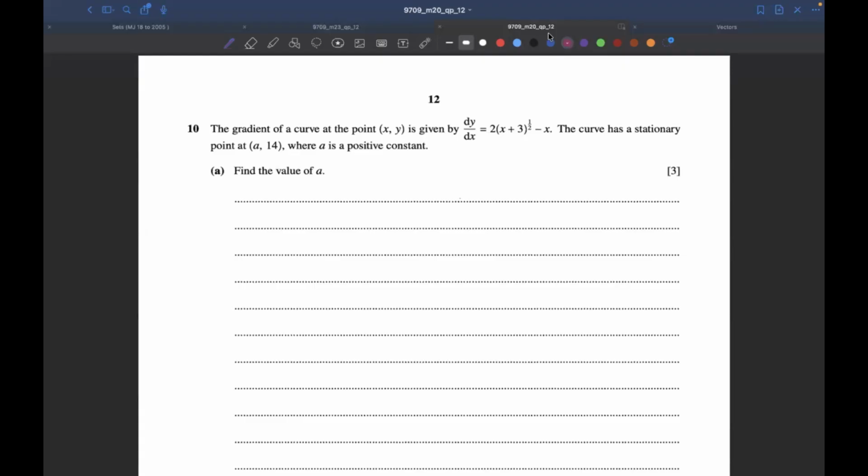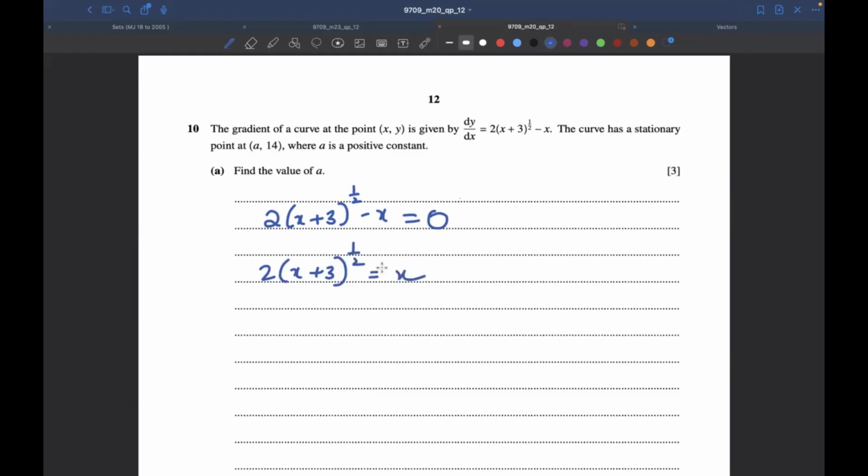In question number 10, the gradient of the curve at the point is given by dy dx equals to 2 into (x plus 3) power half minus x. The curve has a stationary point at a comma 14. Now, stationary point means dy dx is equals to 0 and a is the x value. So we'll write 2 into (x plus 3) power half minus x, and that is dy dx equals to 0. Taking x on the left hand side, we get 2 into (x plus 3) power half is equals to x.